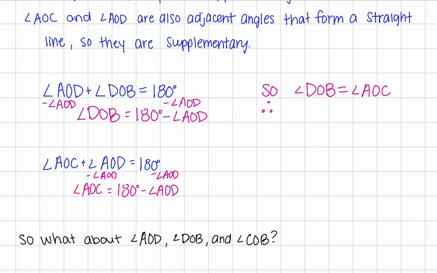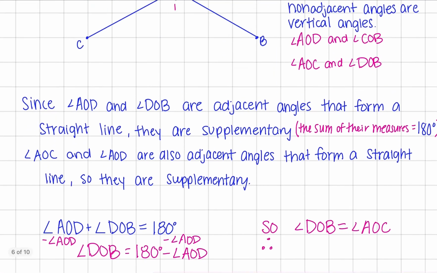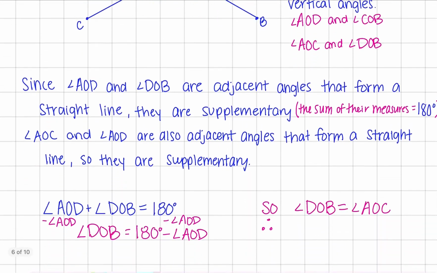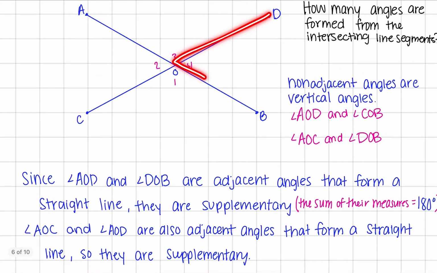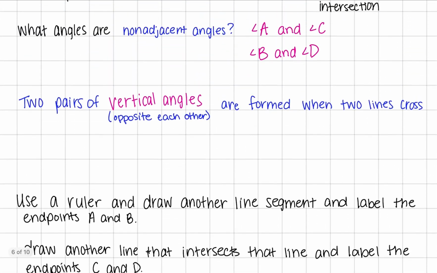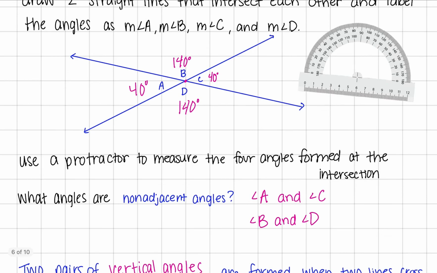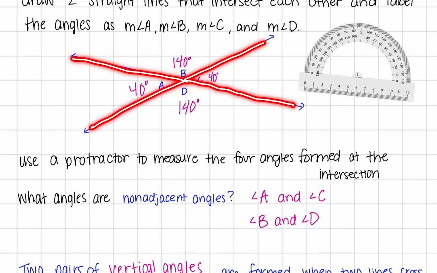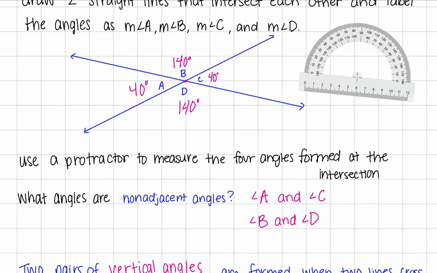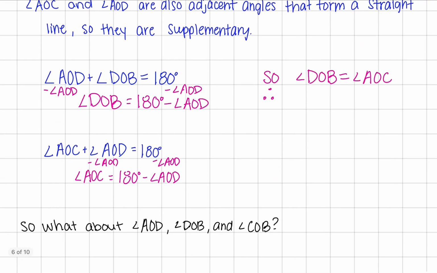And if we look up here, we see that DOB is the same as AOC, okay? If we go back to where we measured, we saw that angle C was equal to angle A. They both were 40, okay? So, when two angles have the same measure, they're called congruent angles, okay?